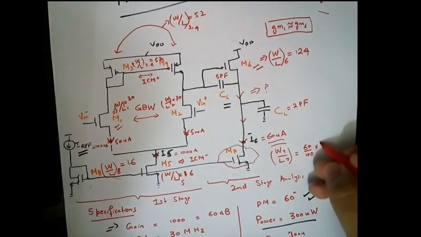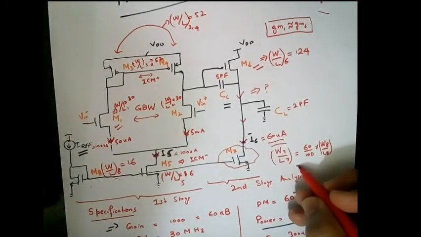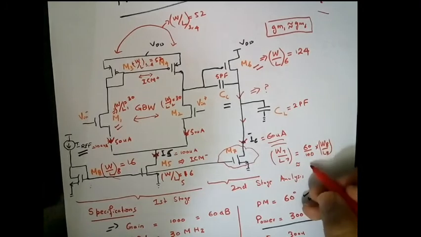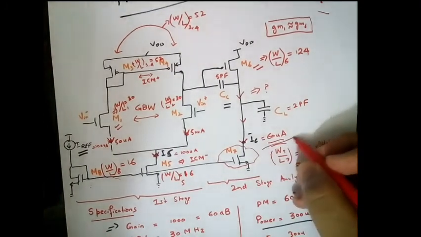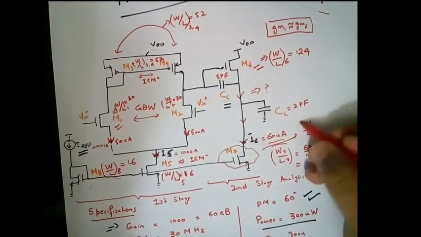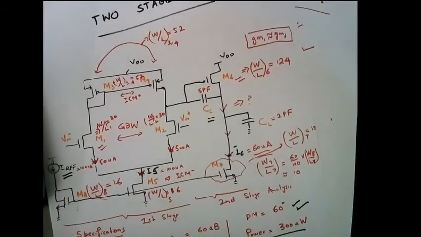So it's going to be W8 over L8. If we want to write it, this value will be equivalent to 9 point something, so the ratio will be 10. The ratio of W7 by L7 will be equal to 10. Yes, so we can use this value as 10.